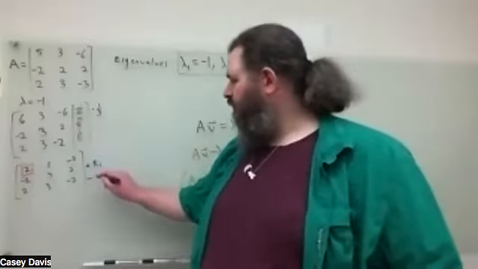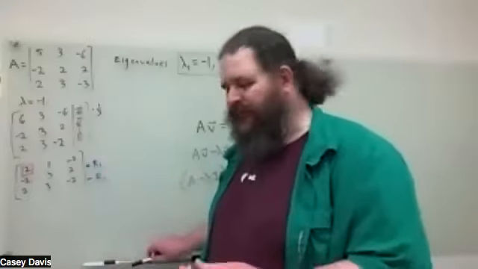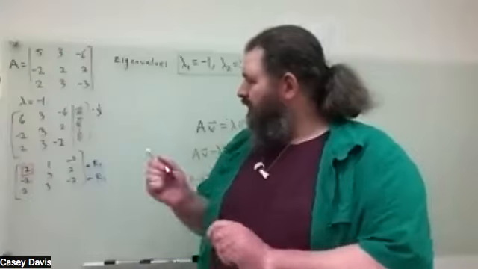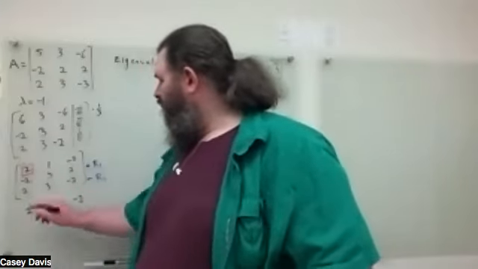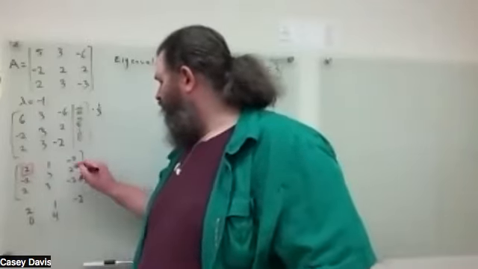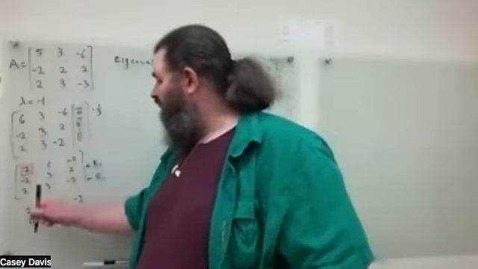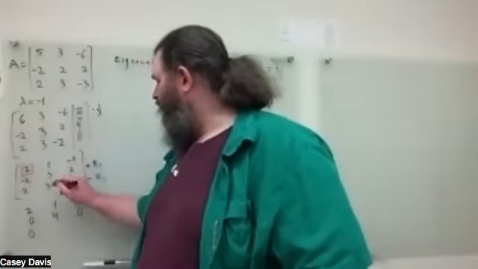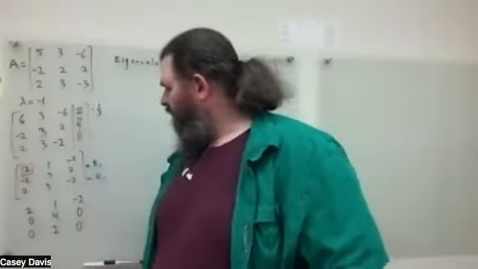Yeah, subtract row 1, or you could think of that as adding the opposite of row 1, or adding -1 times row 1. And let's see what we get. First row stays the same. Second row, -2 plus 2, 3 plus 1, 2 plus -2. Third row, 2 plus 2 minus 2, 3 minus 1, -2 minus -2, cancels out.